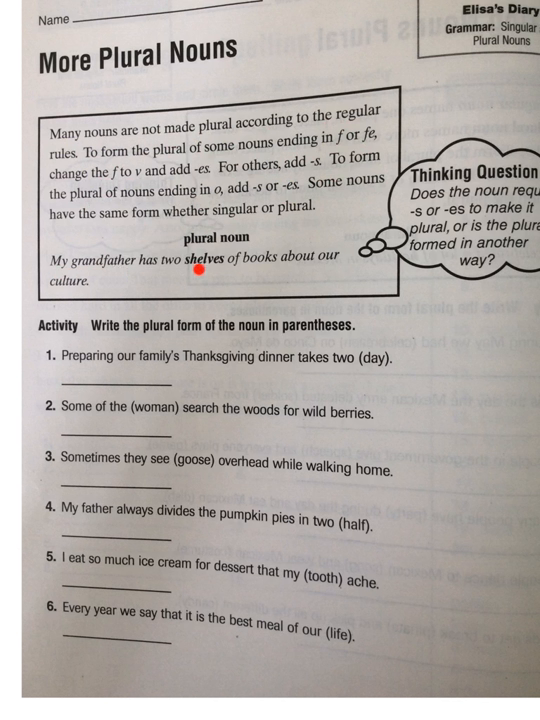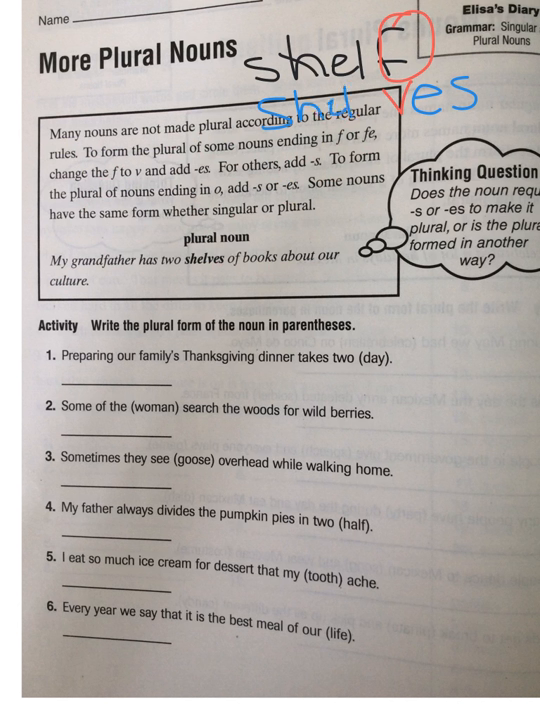My grandfather has 2 shelves of books about our culture. So we've already got the plural form of it, and that was the example that was given at the top. Then if you've noticed, the singular form of shelves is shelf. But because it ends in an F, we have to change the F to a V, and then we're going to add ES. So our new word then becomes shelves. Oops, 2 V's, sorry. Scratch 1 V out.